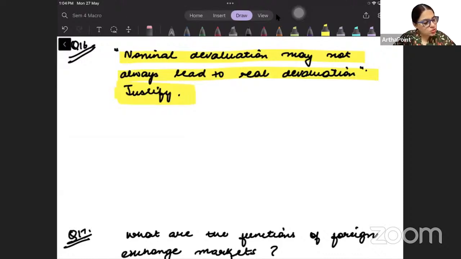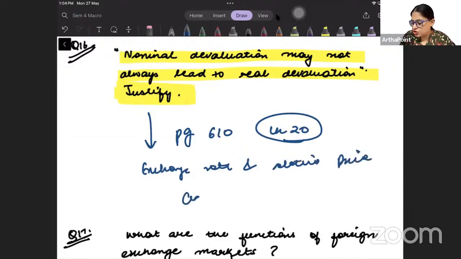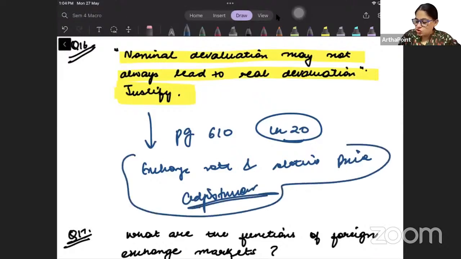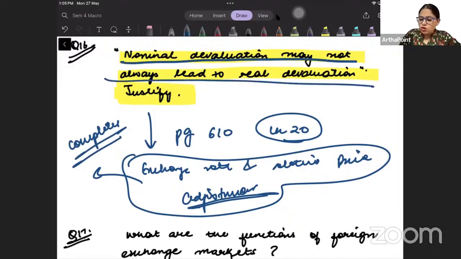For this question, you have to go to page 610 of chapter number 20, beta. On this page, it says exchange rate and relative price adjustment. You have to write this section completely. Just go ahead and write this section completely. Clear? So nominal devaluation may not always lead to real devaluation, justified. Please go to this page and write this section completely.